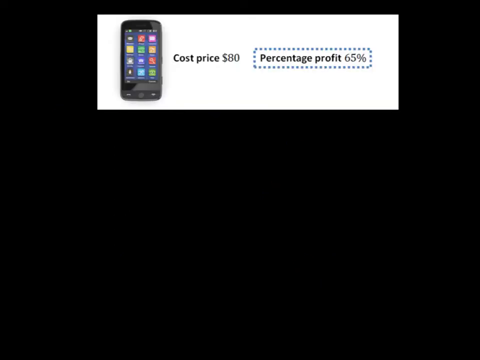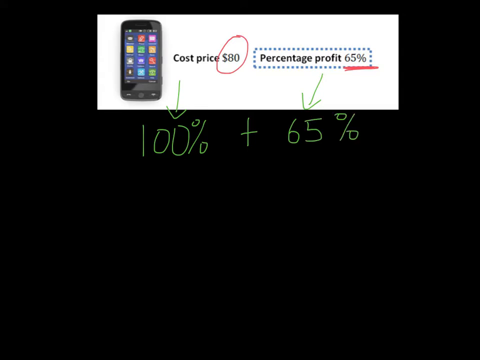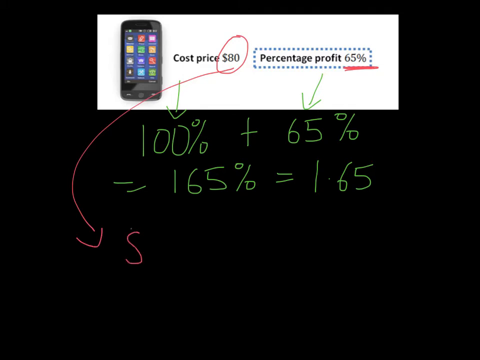Let's look at this phone, for example. It has cost the retailer $80, but they want to sell it for a percentage profit of 65%. The original price in this case is 100%, and we're going to add the profit margin, which is 65%. Therefore, our percentage to work with is 165%, or that as a decimal is 1.65.